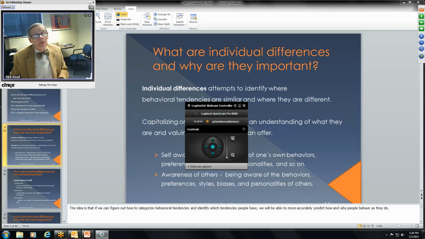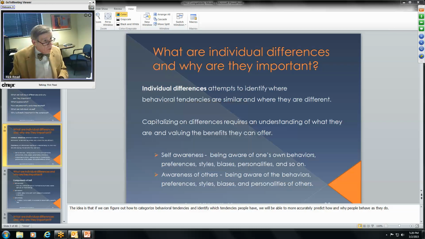So two things that we need to be able to do down here about individual differences. We need to have self-awareness, which we'll talk about continually throughout this course. And notice what it talks about down there. It talks about preferences, talks about styles, talks about biases. And we all have biases. Some biases are good, and most biases, however, are not.